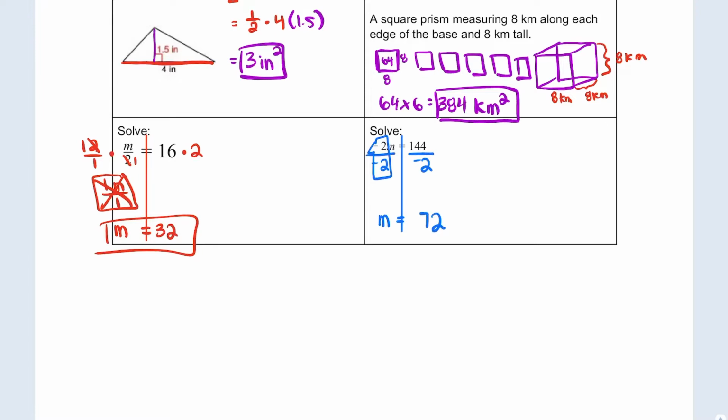I'm going to write the number, and then I'm going to ask you, is it positive or negative? Hopefully you said negative. When we multiply or divide a positive and a negative number, your answer, your product, or your quotient will be negative. So m is equal to negative 72.